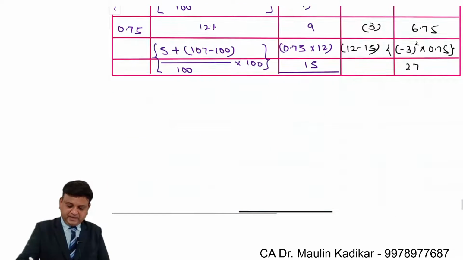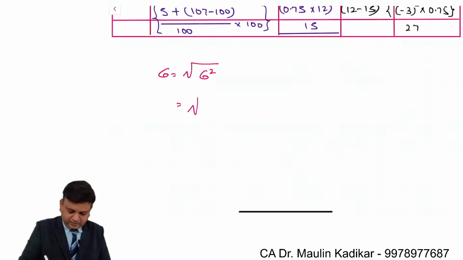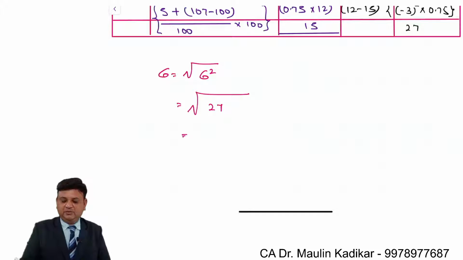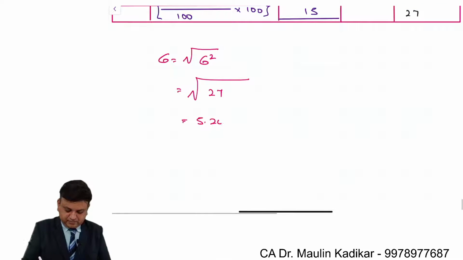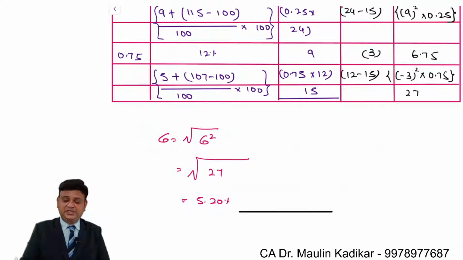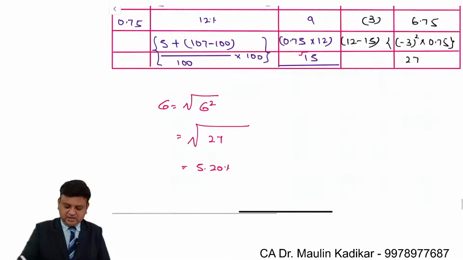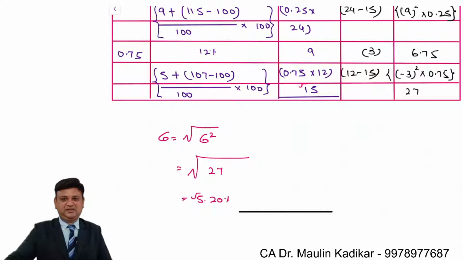Now finally we will make the computation of the standard deviation. Standard deviation will be found as under root of the variance. So it is under root of 27. That comes to 5.1961, or we can say it is 5.20. So as far as the investment in the equity share is concerned, it has a return of 15% and risk of 5.20%. This is what we understand.